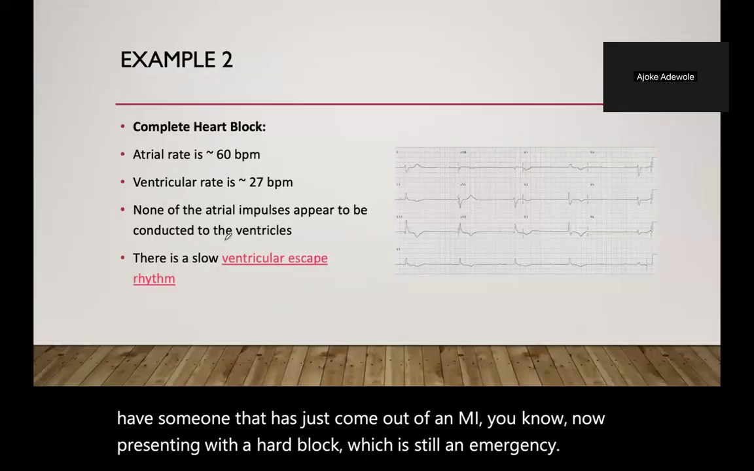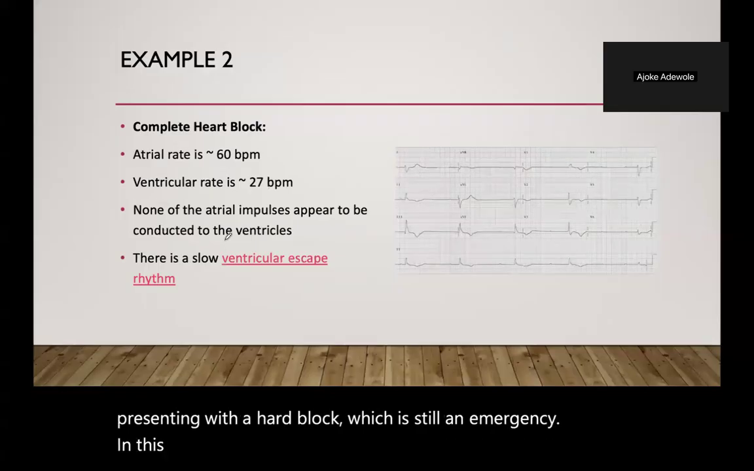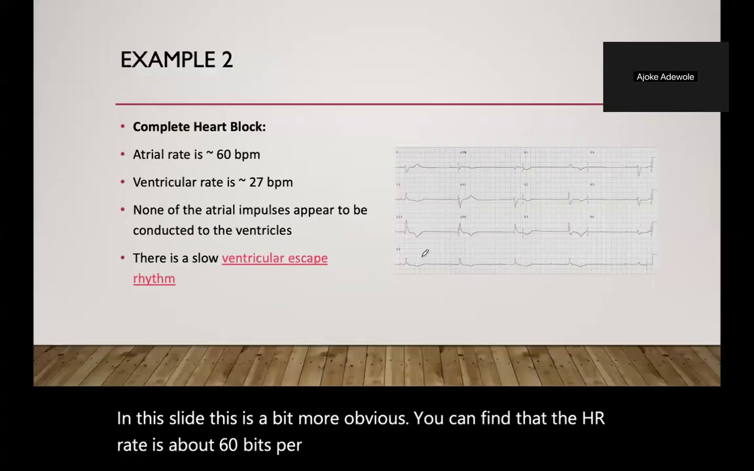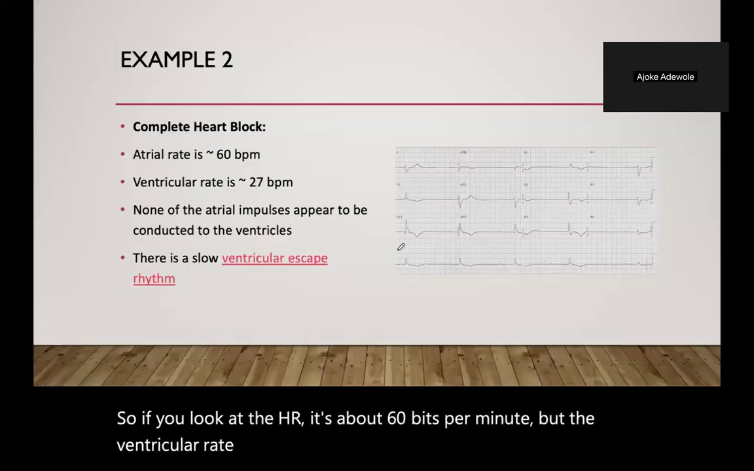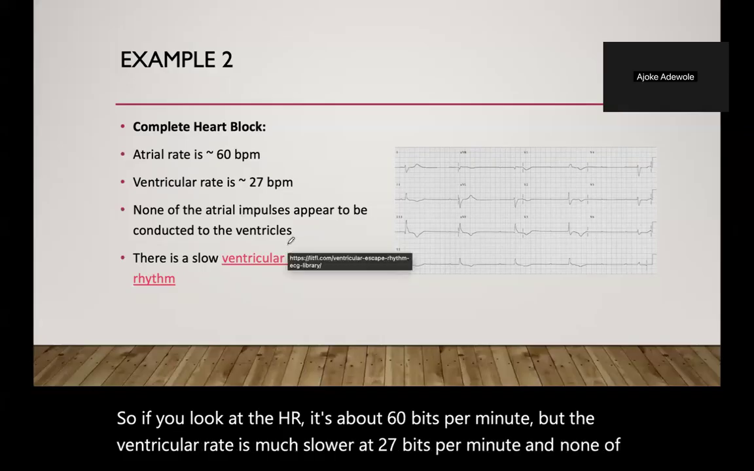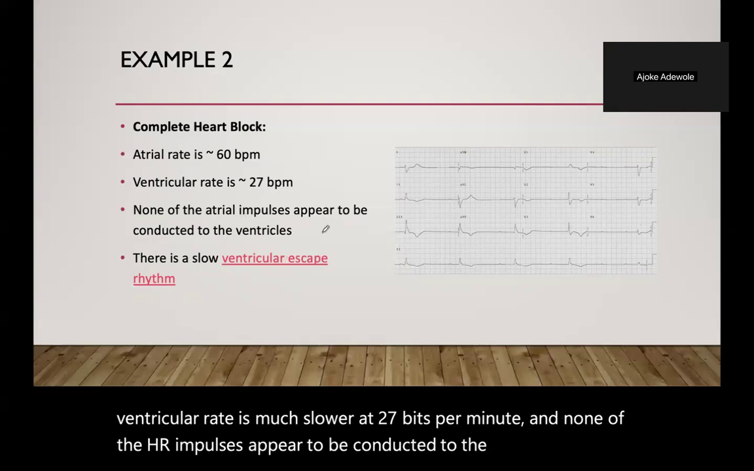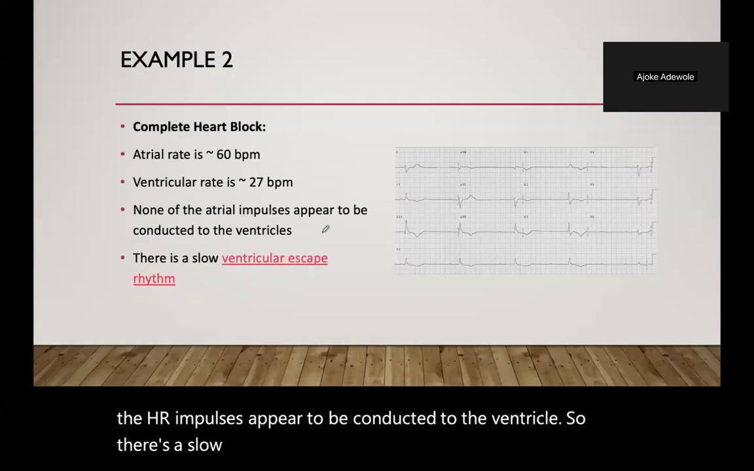So in this slide, this is a bit more obvious. You can find that the atrial rate is about 60 beats per minute, but the ventricular rate is much slower at 27 beats per minute. And none of the atrial impulses appear to be conducted to the ventricles. So there's a slow ventricular escape rhythm.